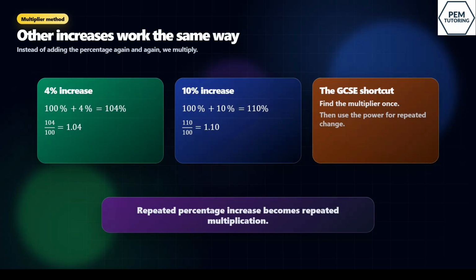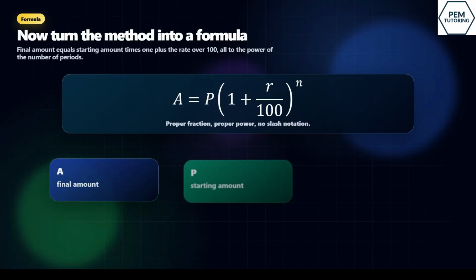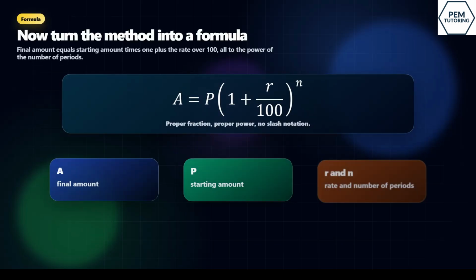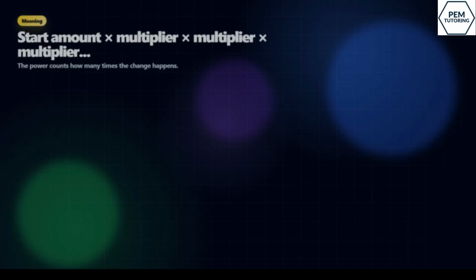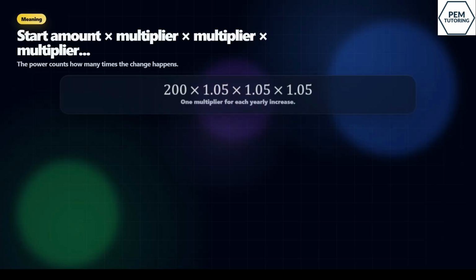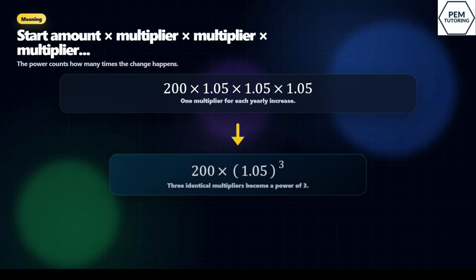Now let's turn that into a formula. The final amount equals the starting amount times 1 plus the rate over 100, all to the power of the number of time periods. That sounds longer than it actually is. It just means start with the original amount, find the multiplier, then raise it to the power of how many times the interest happens. So for Jay, the starting amount is £200. The interest rate is 5%. The multiplier is 1.05, and it happens for 3 years.